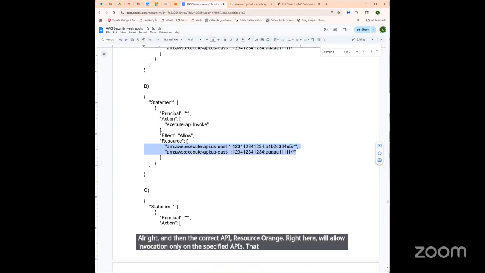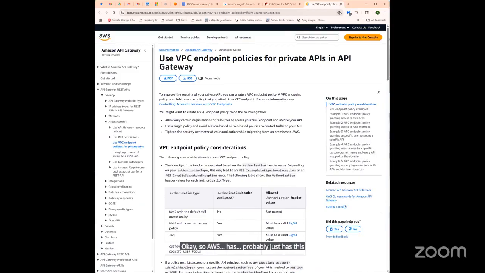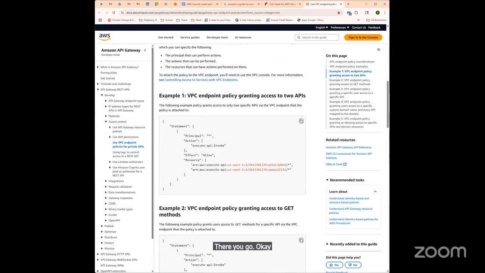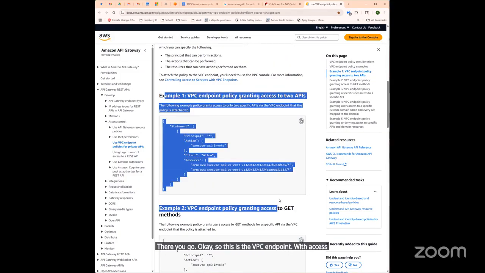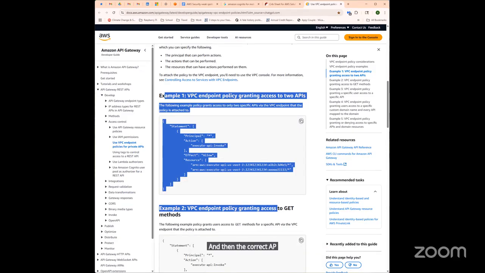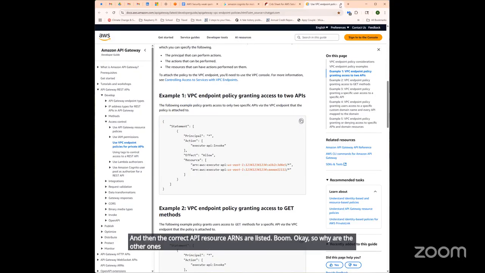That's where. Okay. So AWS probably has this documentation here. There you go. Okay. So this is the VPC endpoint with access to 2 APIs. So this only allows invocation on the specified APIs. The VPC endpoint policy controls which APIs can be accessed via an interface endpoint. The execute API invoke action must be specified, and then the correct API resource ARNs are listed. Boom. Okay, so why are the other ones incorrect?